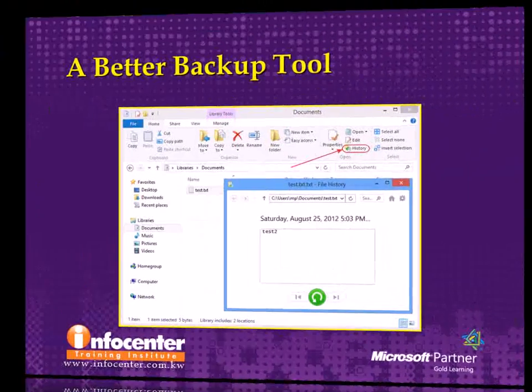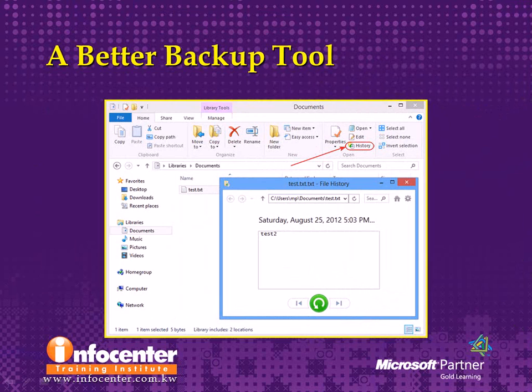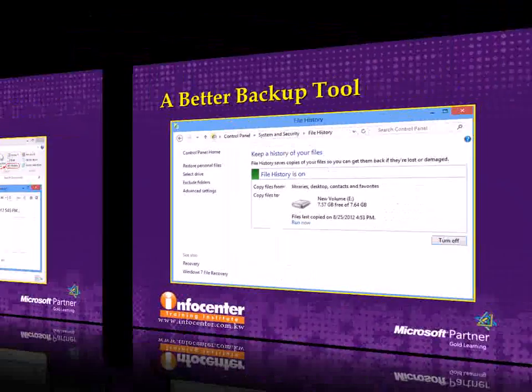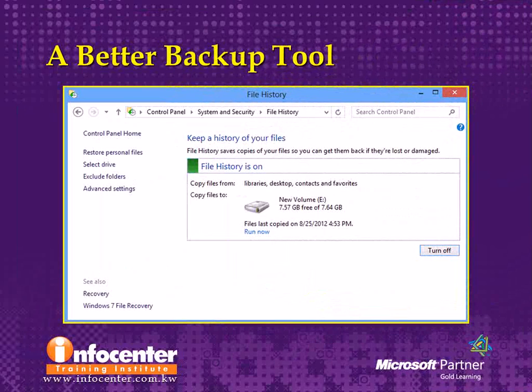Here you can see where you can find File History exactly. It is included in all Windows Explorer folders. You can find it here. File History is disabled by default, so I can go and turn it on from my Control Panel.